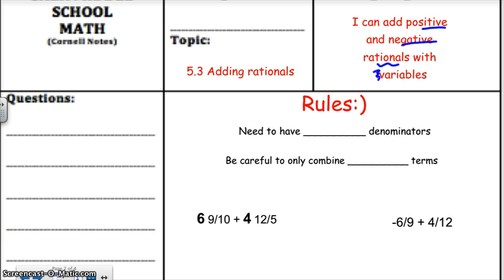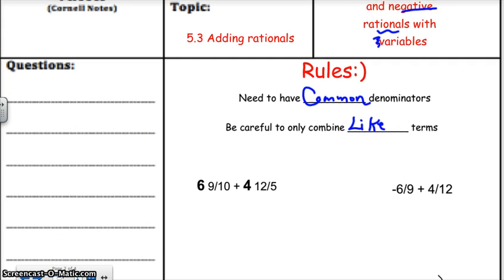They are the heart of rational numbers. You always need to have common denominators. Always. And another rule, you only combine like terms. We're going to deal with that concept in a couple slides out. That's the last part of this lesson. So you always want to have common denominators and be careful to only combine like terms.